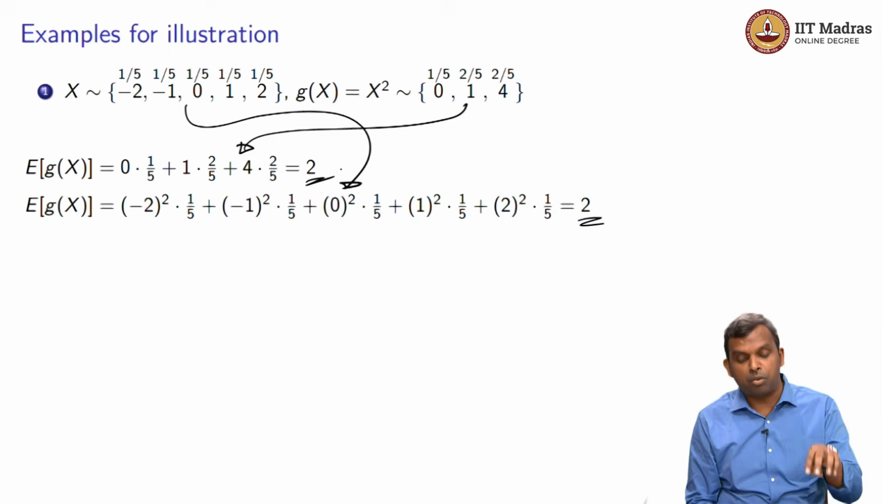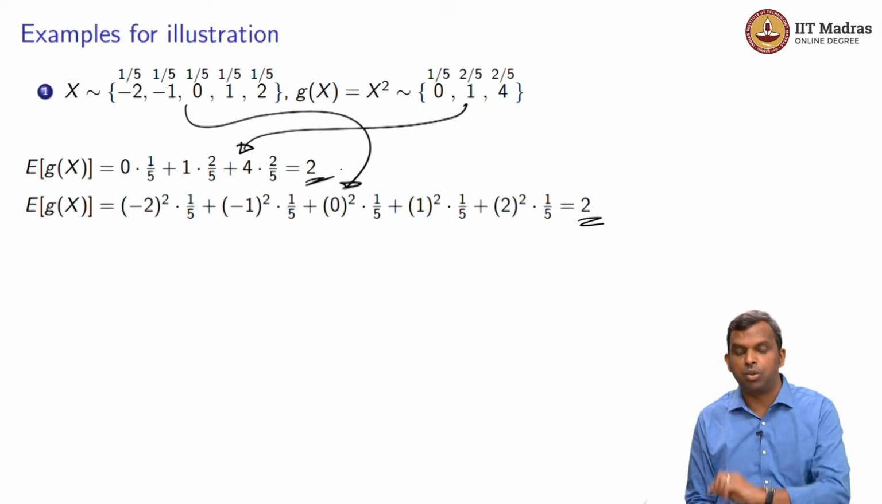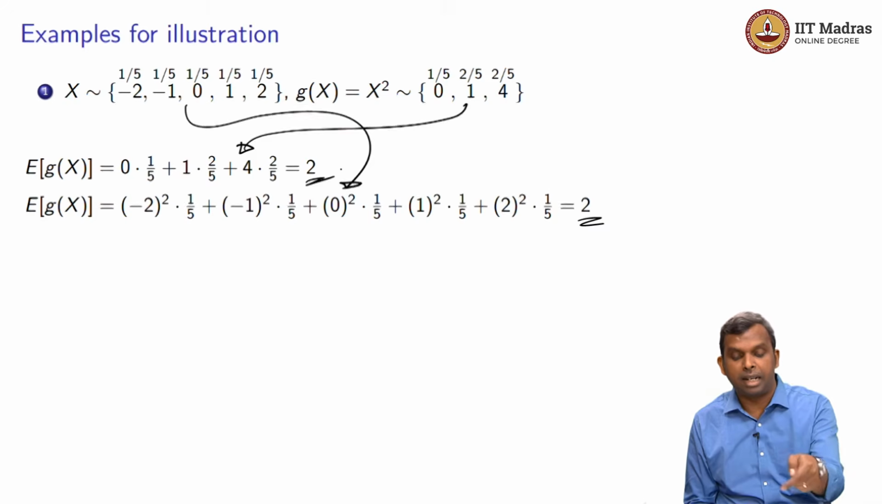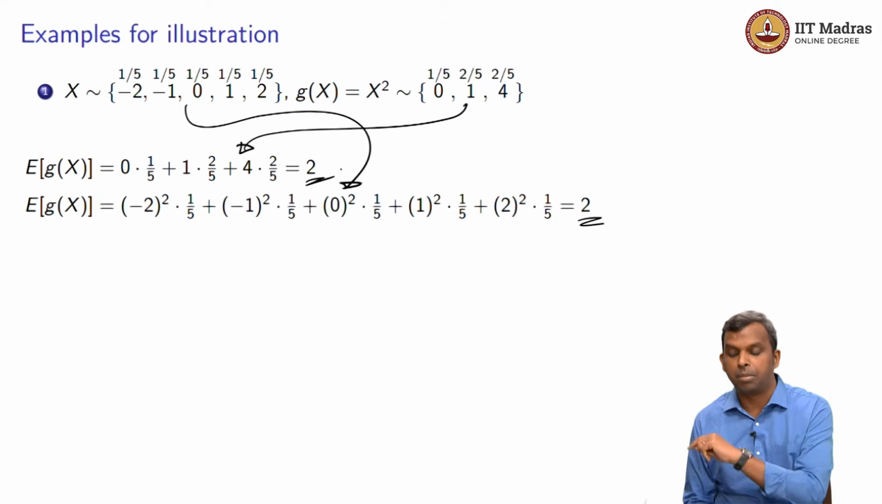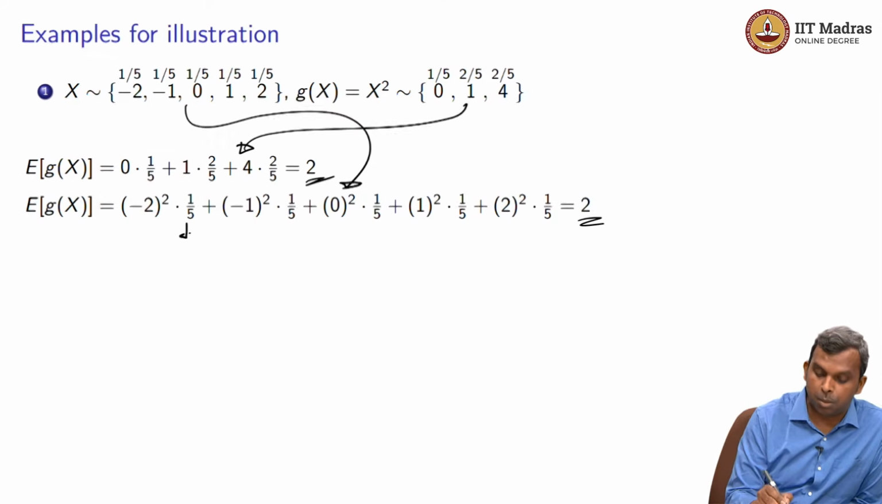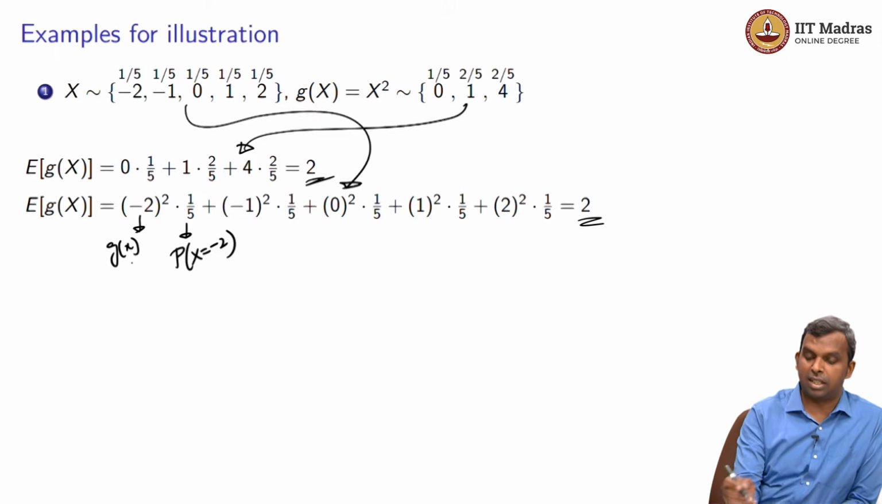Instead of finding the PMF of g of x and then finding its expectation using that PMF, you can simply plug in directly from x, summing over all values that x takes, and plug in the function g of x, which is minus 2 squared, minus 1 squared, etc. And the probability of x taking that value, minus 2, you add it up, you will get it, right? So this is the probability that x equals minus 2, and this is just g of x. This is x squared. Okay, so you simply sum over g of x times the probability of x.